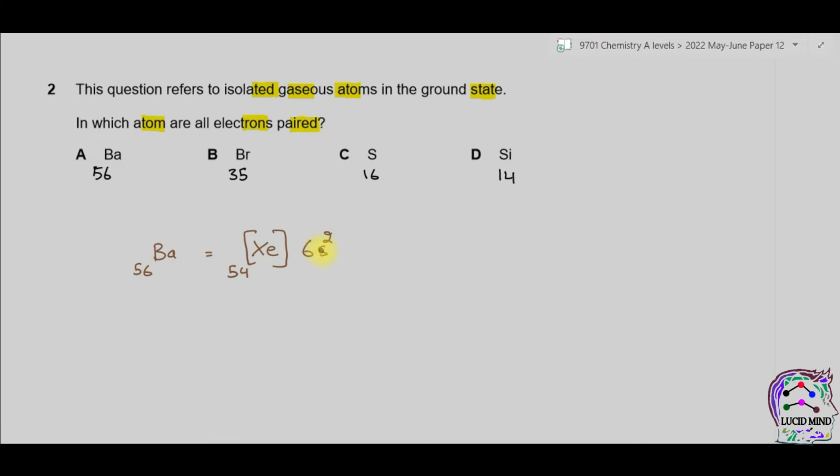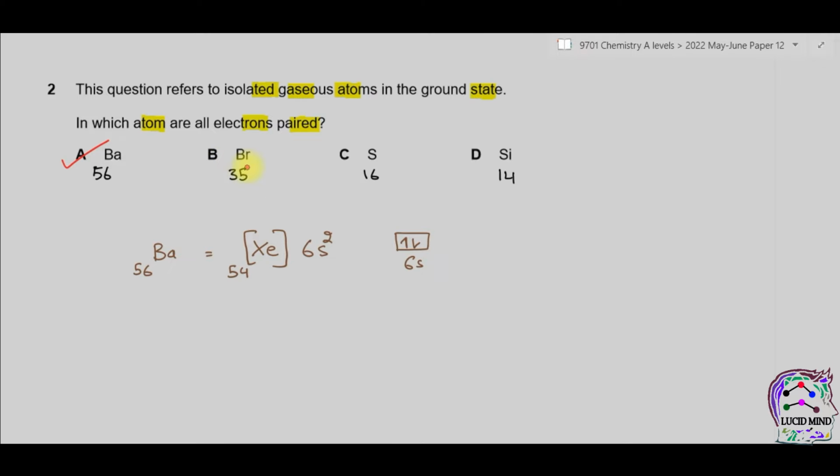So there are 2 electrons in 6s. Now all electrons of noble gases are always paired, and this is 6s2. So in 6s we have 2 electrons with opposite spin, so this is also paired. So answer could be A.